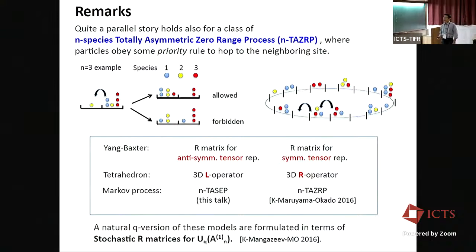From the point of view of the Yang-Baxter equation, our R matrix is associated with the antisymmetric tensor representation, and we are concerned with the 3D L operator and the TASEP. But a parallel story holds for the R matrix for the symmetric tensor representation. And there is an associated solution to the tetrahedron equation, which is referred to as the 3D R operator, and that's the L-TASOP. Maybe in the paper by Ayyer and Travis, it's called fermionic and bosonic. Anyway, these are the models without a parameter.